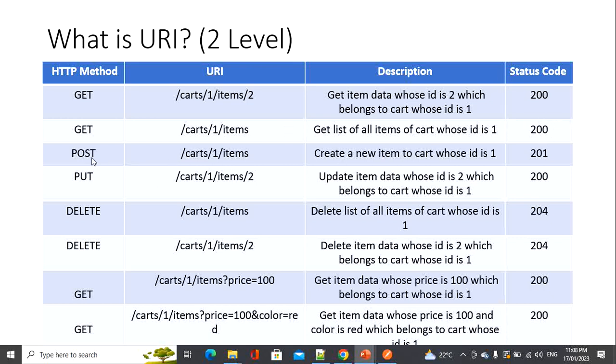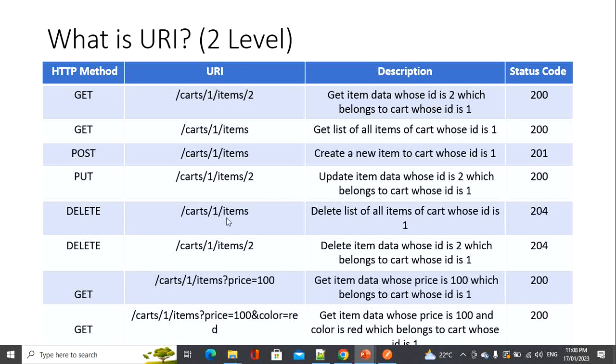Similarly, post call. With the post call, I want to add a new item to the cart whose id is 1. Similarly, see here, 201 is the status code, very important. Similarly, put call: slash carts slash one slash items slash two. Obviously, I want to update the item data whose ID is 2 and which belongs to the cart whose ID is 1. Obviously here in this case we are supposed to pass the request body of item 2 data in the JSON format, right?